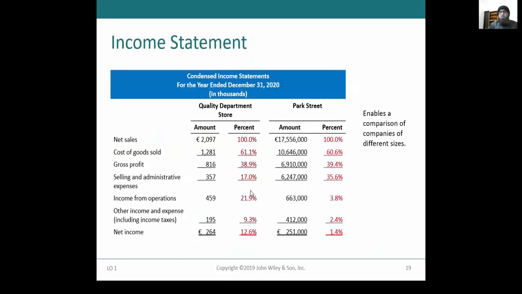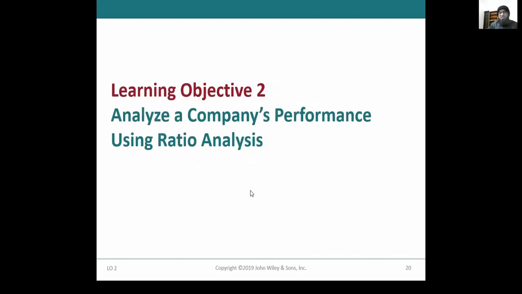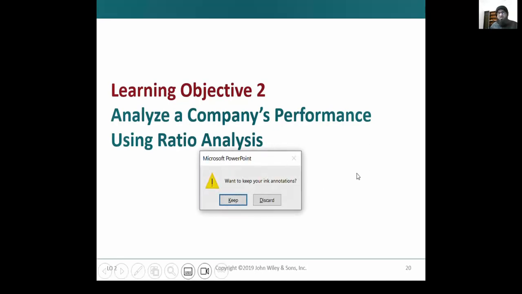Similarly, we can do it for other statements, but usually these are the two statements which are converted into common size statements. And now in the next video, we shall see the ratio analysis, which is the third tool in the financial statements.